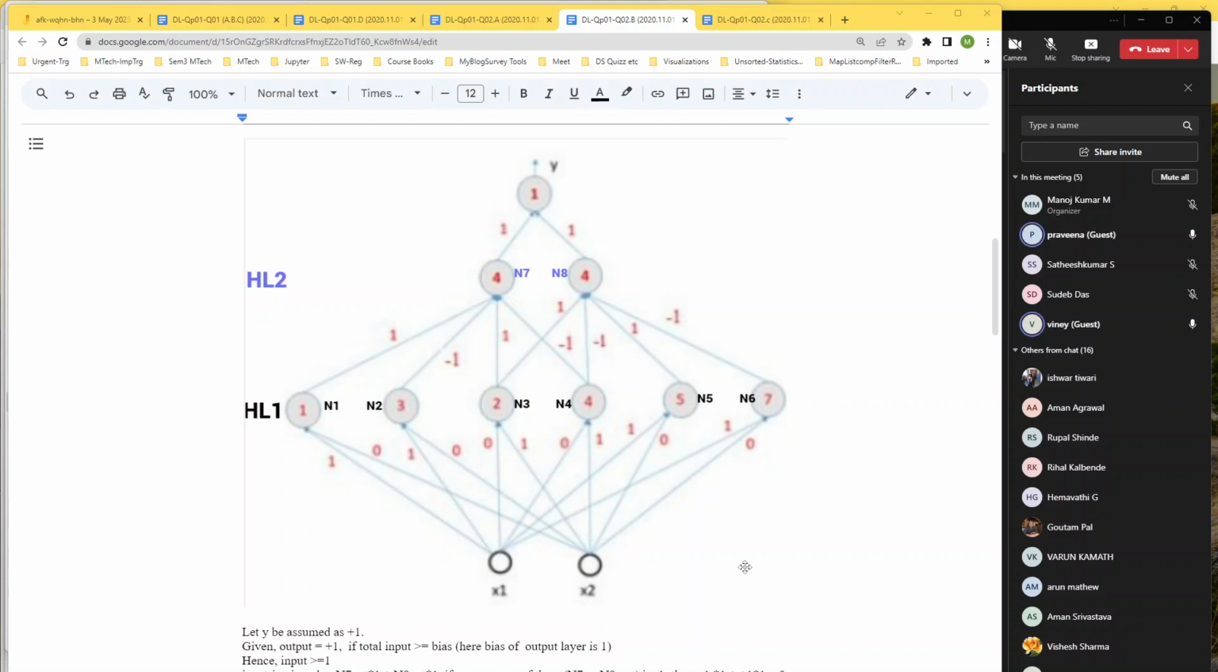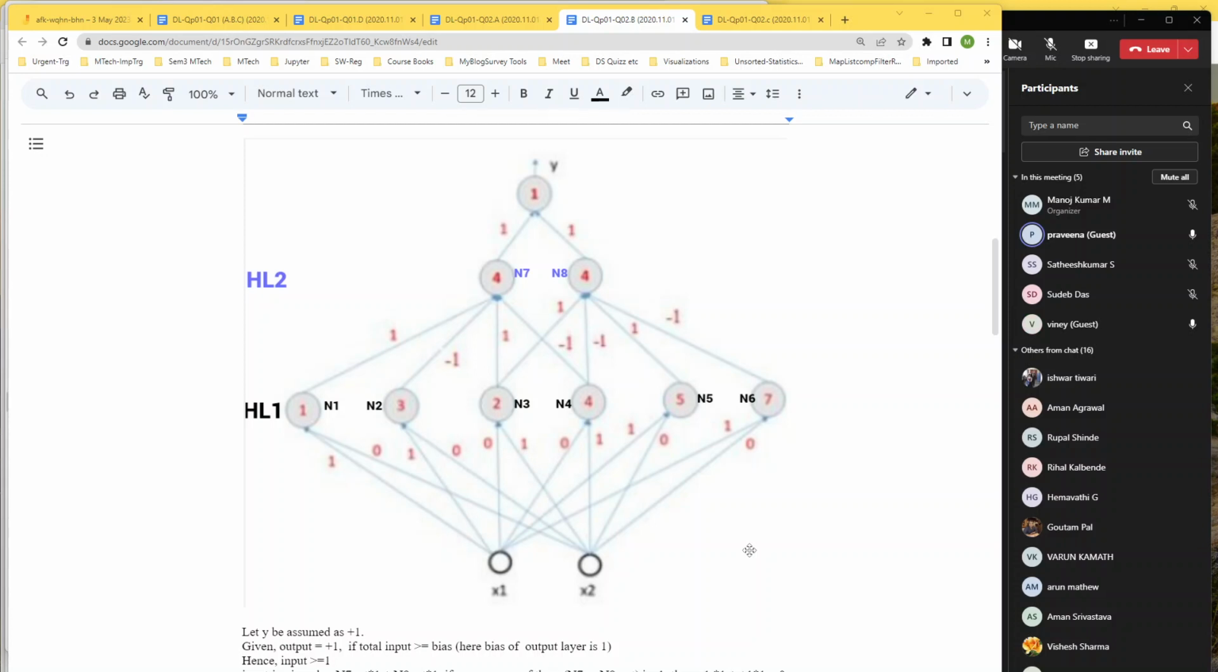Similarly, we can do it for n8 also, which is connected to n3, n4, n5, and n6 in this case, right? So which calculation will give this one? Only if the total to this n8 is again greater than or equal to 4. And again, we cannot have anything more than 4, because all of this is a 1 or minus 1 calculation, right? So based on that, we find what should be the value of n3, n4, n5, and n6.